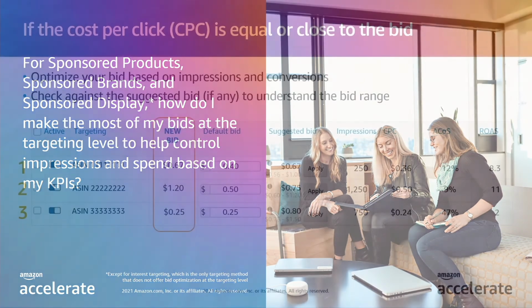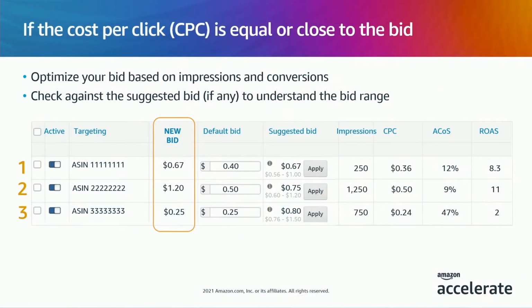If the cost per click is equal or close to the bid, it means other advertisers might be bidding similarly as you or maybe higher. So you may be missing out on impressions. If your targeting method, your keyword, category, or ASIN is having very low impressions and converting, it's likely that your bid is low with respect to the benchmark. Try increasing your bid, checking the suggested bid to understand the bid range.